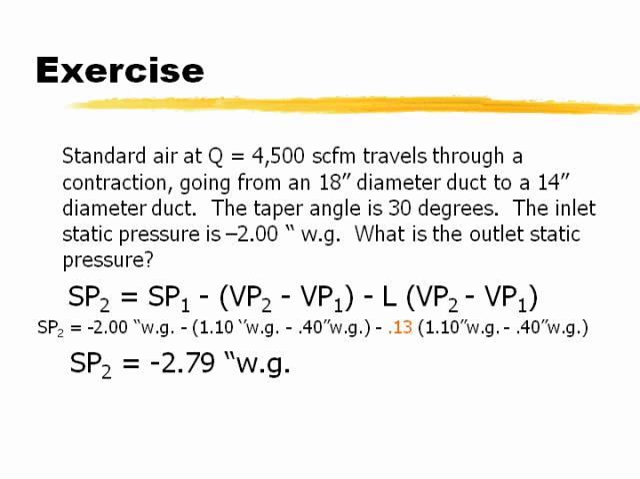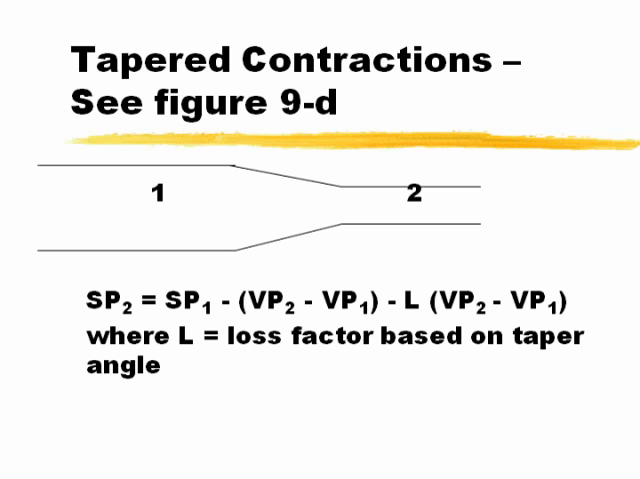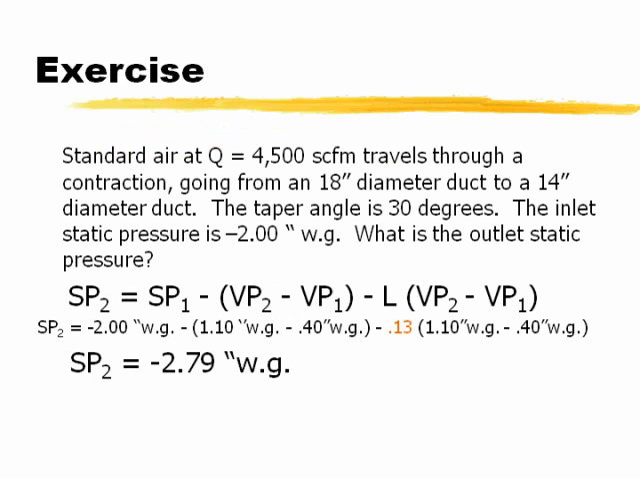What I do to help me with these scenarios is I like to draw a little picture. So just like we saw with this contraction here, we have a certain diameter ductwork, we have a tapered angle contraction, and then we have a next section of ductwork. I would do the same thing with these exercises, just so in your mind you can see, it'll make sense to you what you have. So we're going from 18 to 14 inches, and we have a taper angle of 30 degrees. That'll be important to look at what the L loss factor is for a 30-degree angle. Going in, we had -2 inches water gauge static pressure.